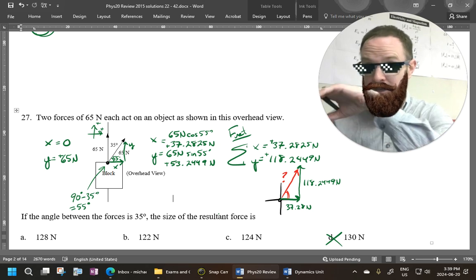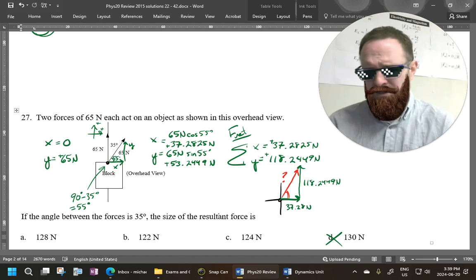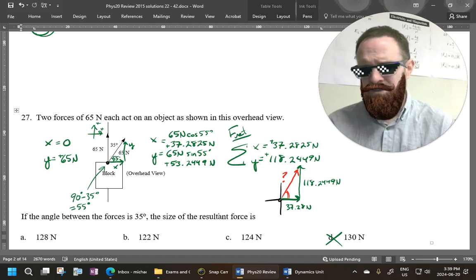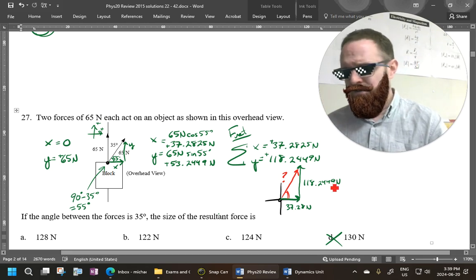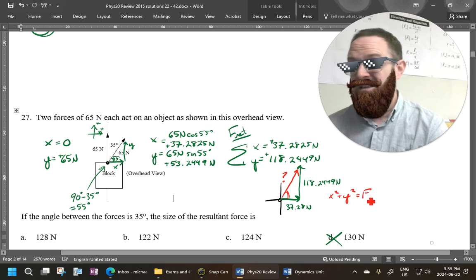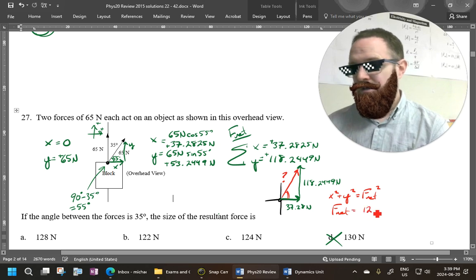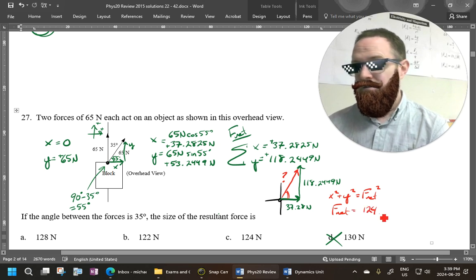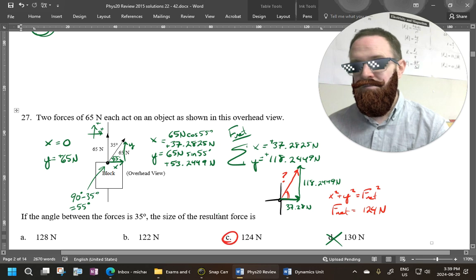So to find out the hypotenuse, I'm going to use Pythagorean theorem. Make sure you square that answer. I get 123.9. So I was using x squared plus y squared is equal to the F net that we're trying to find here, squared. So F net is going to be 124. There we go, 124. So it's going to be C.